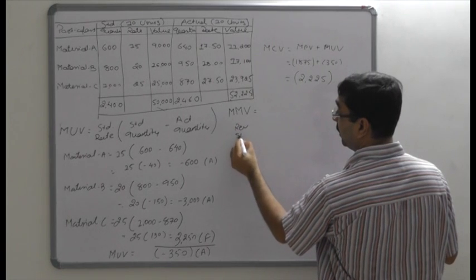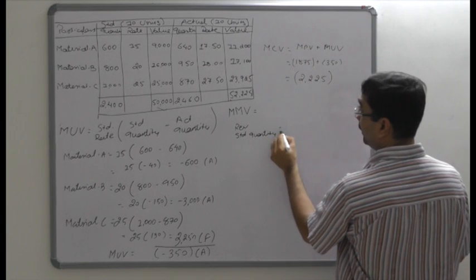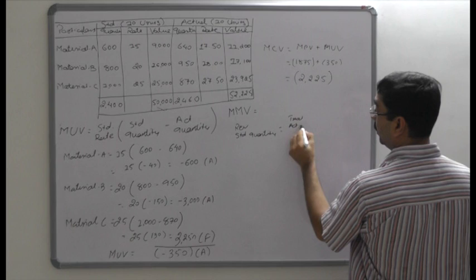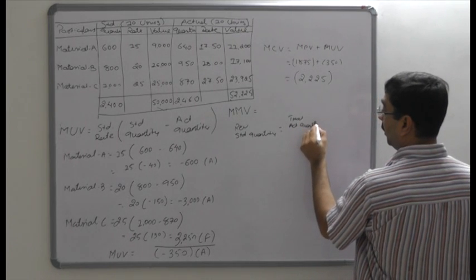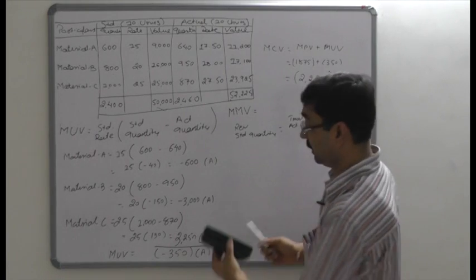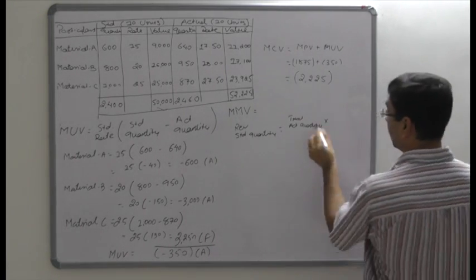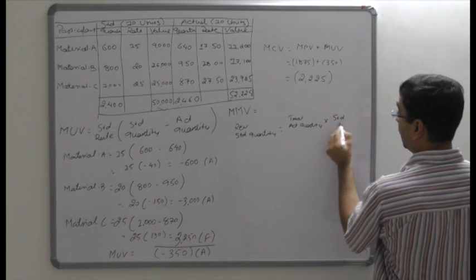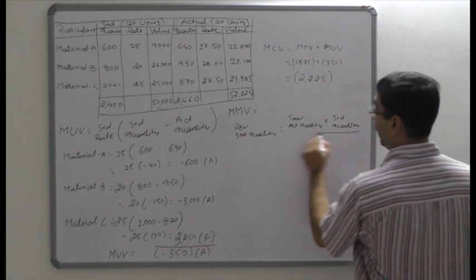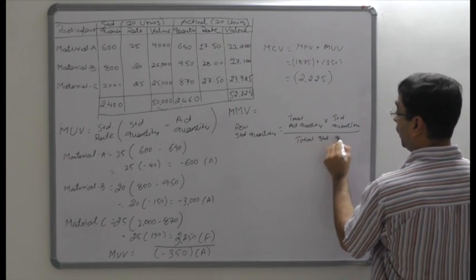The revised standard quantity can be calculated with the formula: total actual quantity multiplied by the standard quantity, divided by total standard quantity.